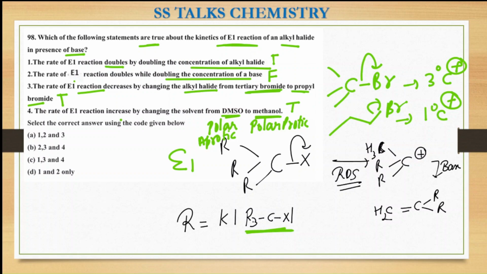So I can see 1, 3 and 4 are my true statements. So the correct answer becomes option C over here, which says that 1, 3 and 4 are the correct options.